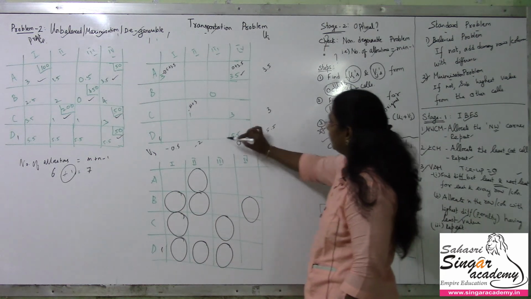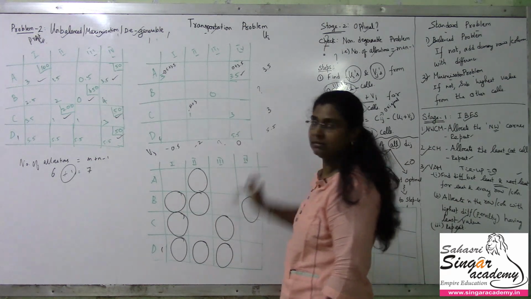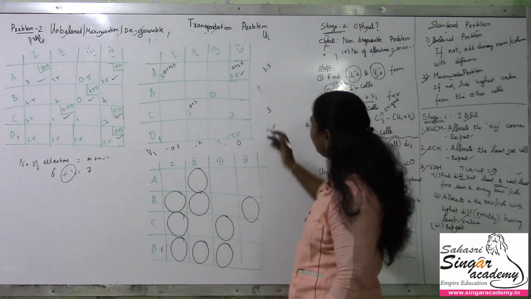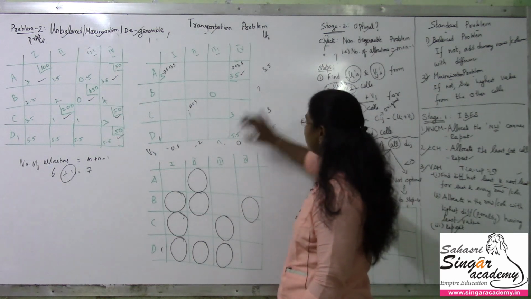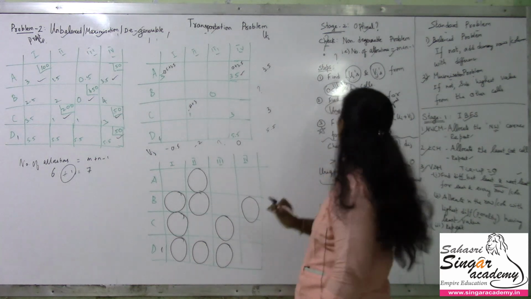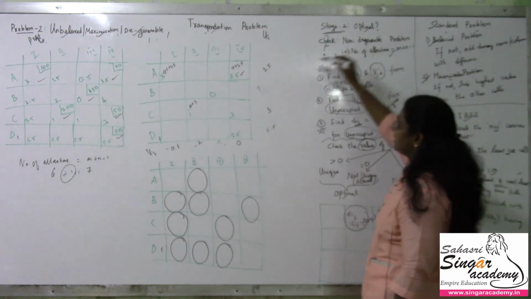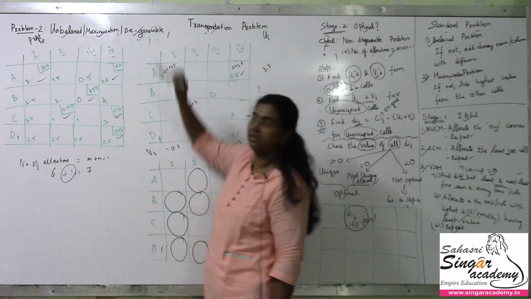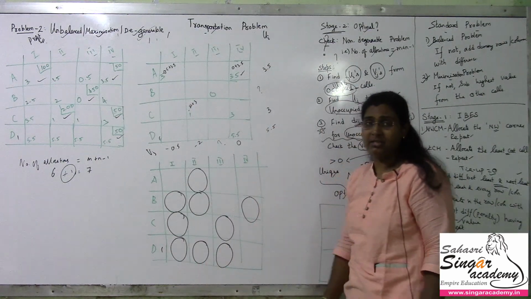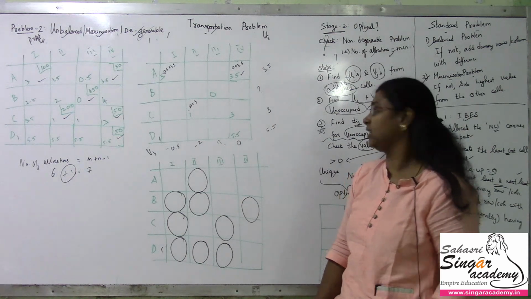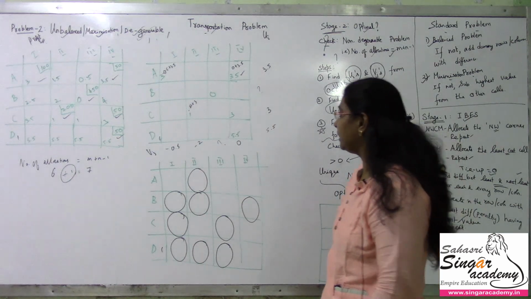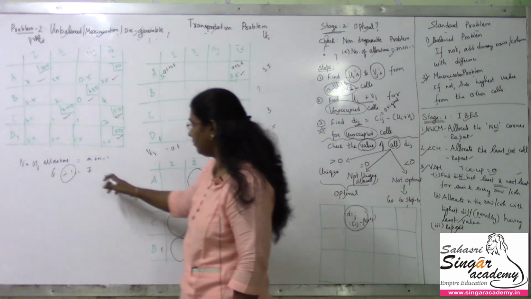But what about this one? Do you understand? I don't have any other way to find this value. This is what you call degenerate. So what we are going to do here is make it non-degenerate. How are we going to make it non-degenerate? This is the hint we have.